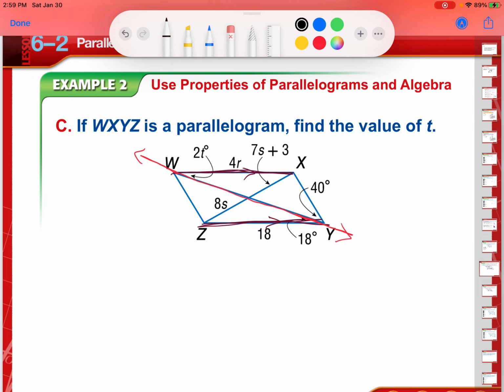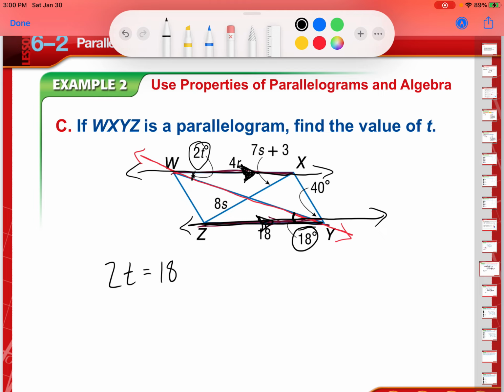We'll just extend this so it looks a little more familiar. So we have one pair of parallel lines in this case, and we have a transversal cutting both of those. Based on the alternate interior angle theorem, 2t, this angle right here, would have to be congruent to this angle right here, which would be 18 degrees. So we could say 2t equals 18, or t equals 9.